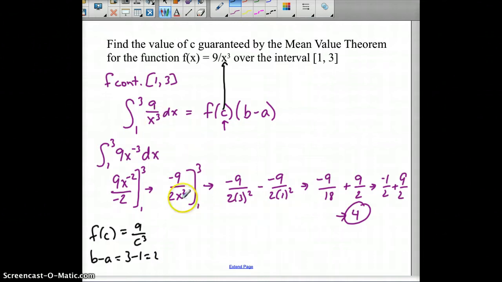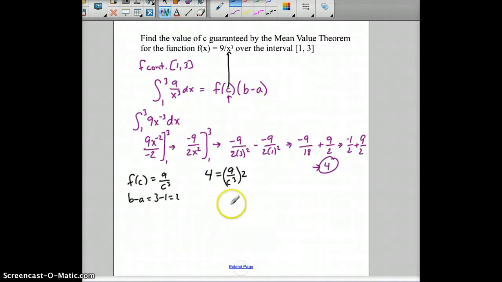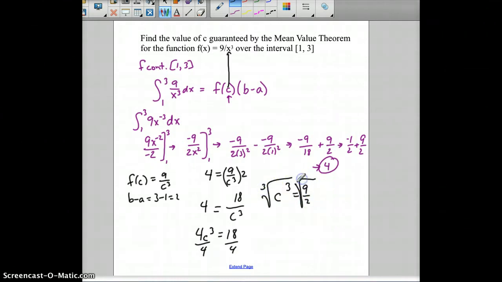So the mean value theorem says that 4, which is the value of the left side, will equal 9 over c cubed times 2. So that's 18 over c cubed. We have that equal to 4, so multiply both sides by c cubed, you get 4c cubed equals 18. Divide by 4, you get c cubed equals 9 halves if you reduce it. And then we need the cube root.